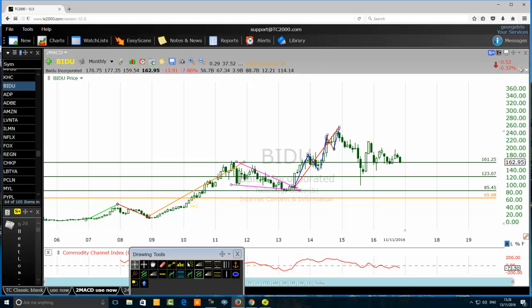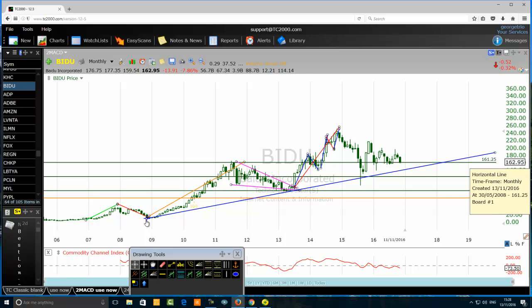So how do we forecast the end of the fifth Elliott wave using Elliott wave channeling? Boom, boom. You get it now? We connect the low of the second wave and the low of the fourth wave. That's the first line here.